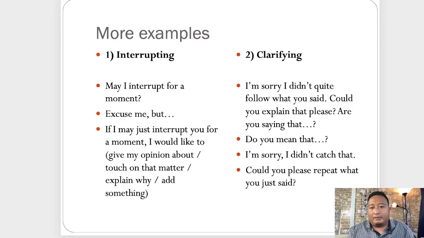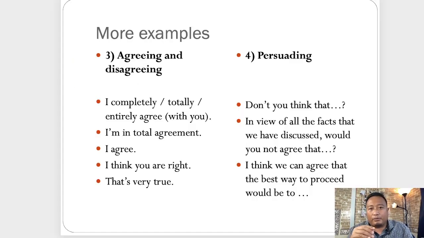Alright, and this is the example on how to persuade, how to agree or disagree. For example, you can say, I completely agree with you. I completely disagree with you. I'm in total agreement. I agree, I think you are right. That's very true. Persuading: don't you think that? Or, in view of all the facts that we have discussed, would you agree that the best way to proceed would be to apa-apa-apa-apa.